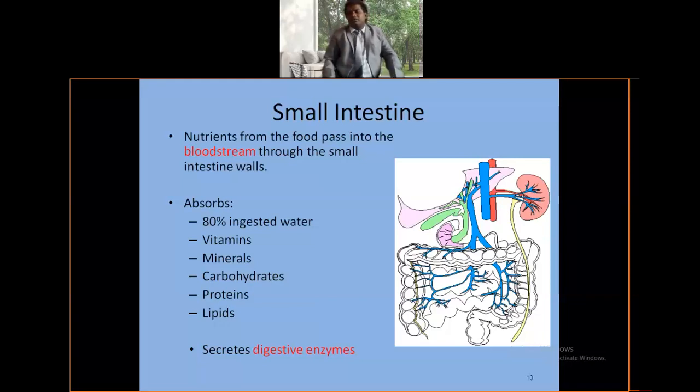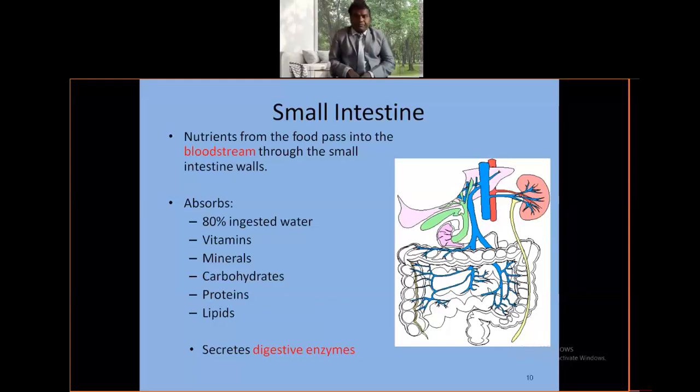Villi are covered with microvilli. These villi and microvilli, which are muscular parts, are responsible for absorption of the food material into the bloodstream, and to absorb 80% of the ingested water, vitamins, minerals, carbohydrates, proteins, lipids, and it secretes the digestive enzymes.